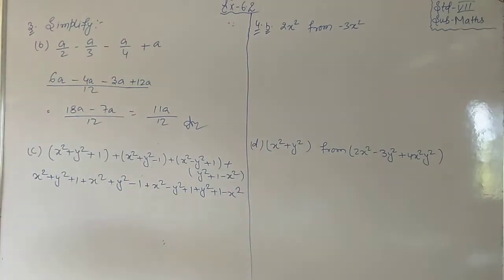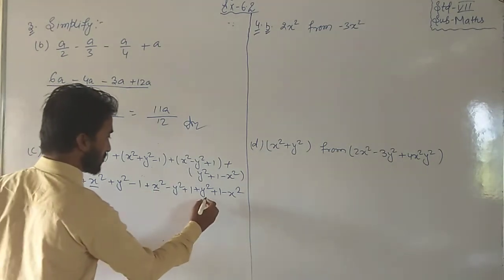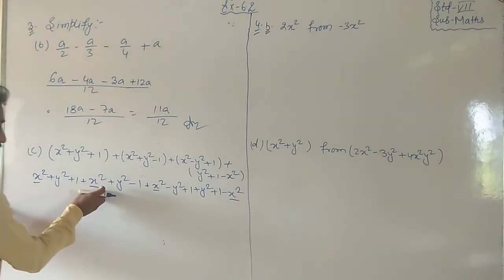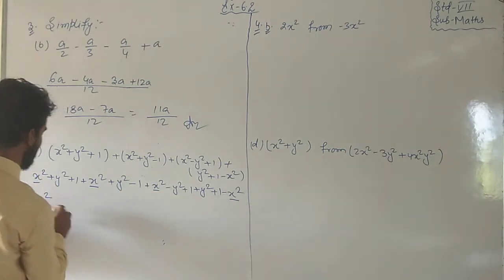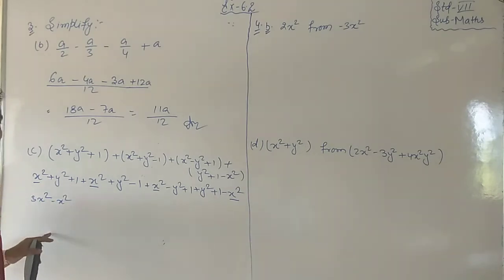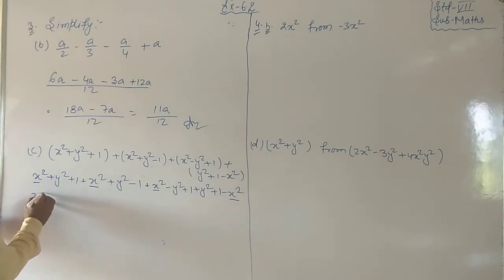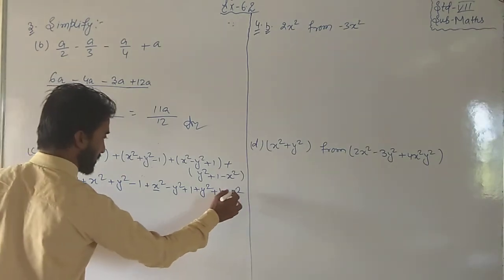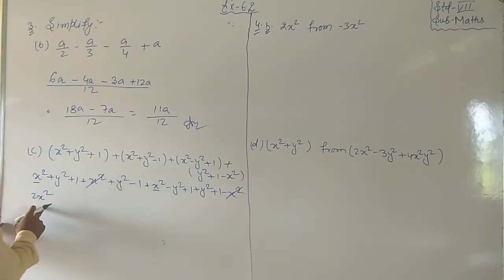Students, now find out the like terms. What is the like term? See, x square plus 3x square minus x square. Are you getting my point, students? 3x square minus x square, what answer will be there? 2x square. Otherwise, you can cancel the negative and positive. We will cancel also. How many will be there? 1 and 2. 2x square.